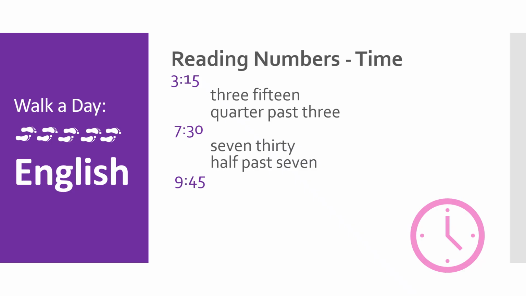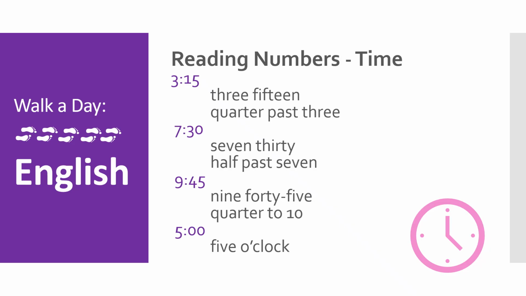As we move around the clock, we'll get to this time, 9:45. We can also say a quarter to ten. Now watch how I say this one, 9:45. And finally, we have 5 o'clock. We could also say 5 p.m. or 5 a.m. if we want to be a little more specific at which 5 o'clock we are looking at.